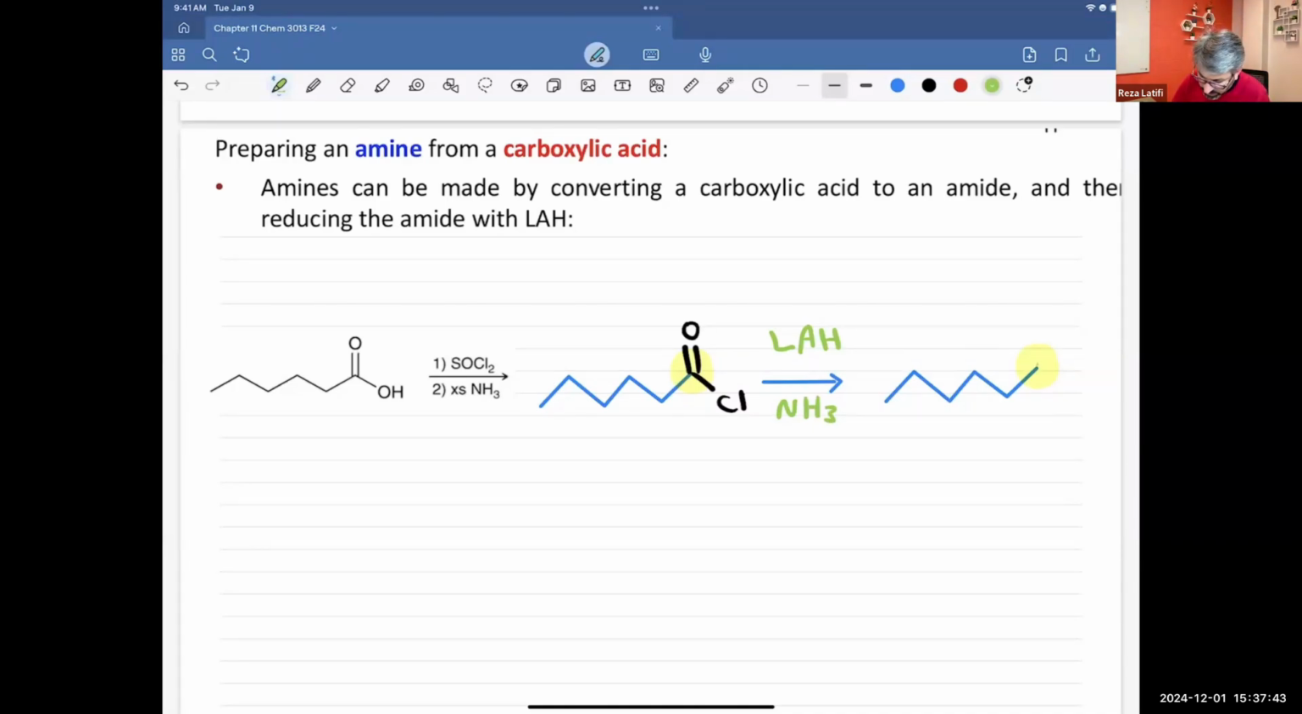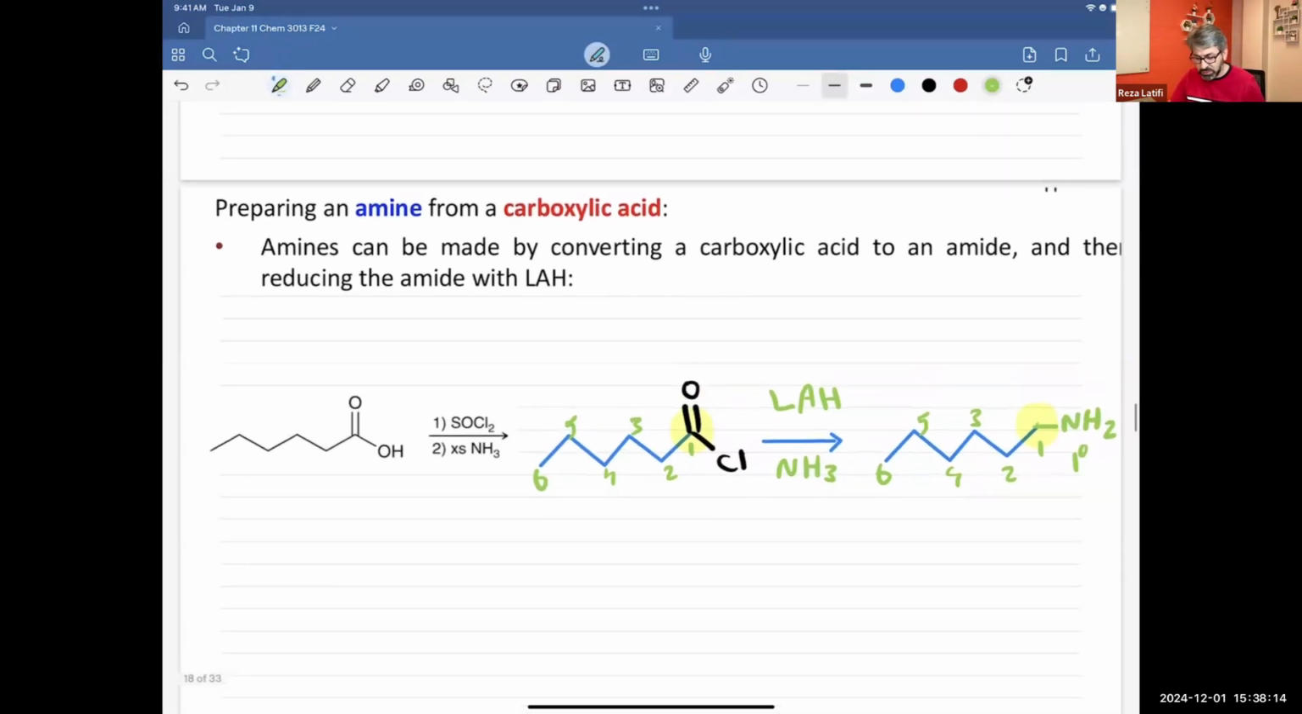We will have 1, 2, 3, 4, 5, 6. So we have 6 carbons. We did not add any new carbon. Next thing is we will have just simply NH2 here. So this method also is going to give us a primary amine.